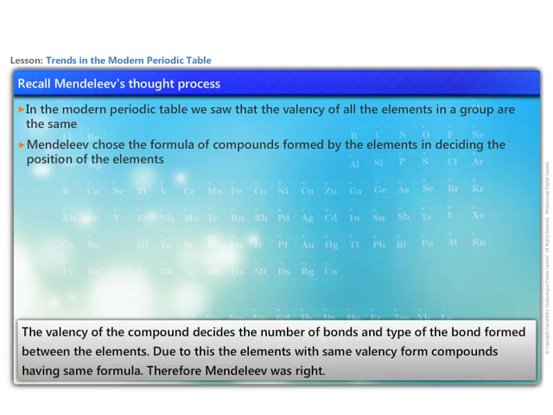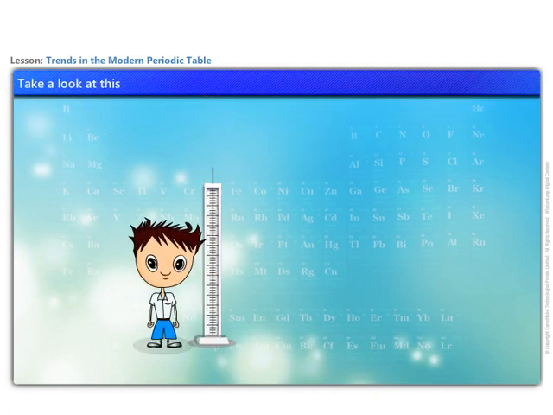The valency of the element decides the number of bonds and the type of bond formed between the elements. Due to this, the elements with the same valency form compounds having the same formula. Therefore, Mendeleev was right.